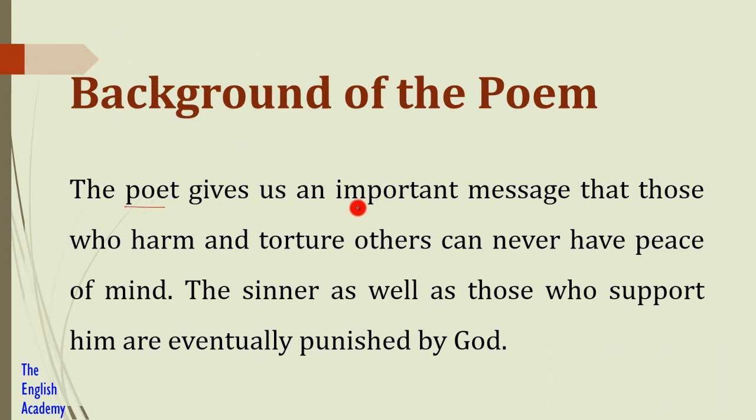The poet gives us an important message that those who harm and torture others can never have peace of mind. The sinner as well as those who support him are eventually punished by God. So the important message, the theme of this poem is that any person who commits a crime, a wrong act, is not forgiven by God. He has to face punishment, and finally he has to realize his wrong act and feel guilty for it.